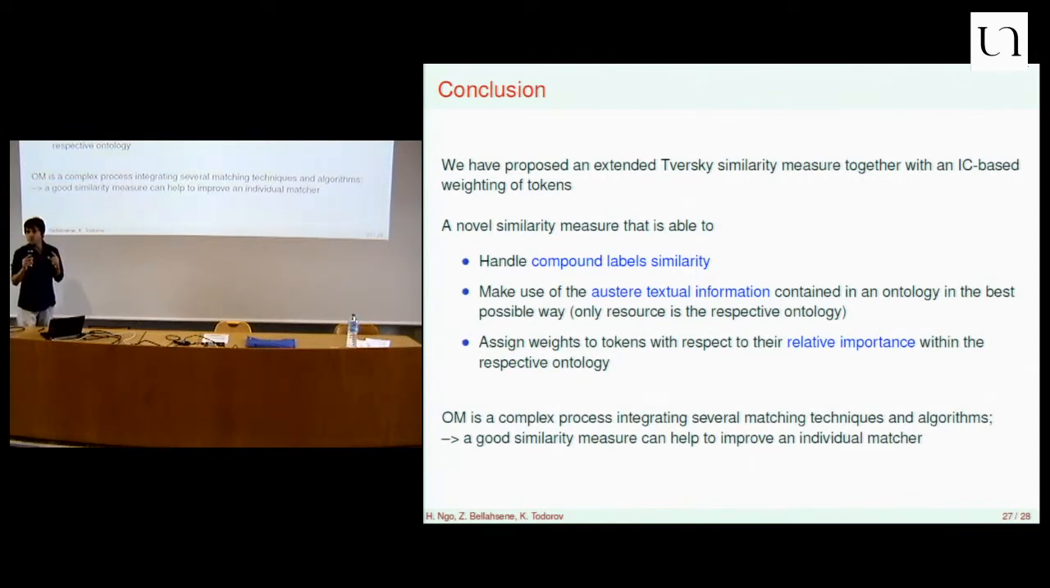So we have proposed an extension of the well-known Tversky similarity measure, together with a particular weighting function inspired from information theory, which can handle compound labels. And we only make use, as I already said, of the textual information which is contained within each ontology. So these are the concept names, and eventually some descriptions of the concepts within the ontologies. And the weights of the tokens are assigned with respect to the token's relative importance within each ontology.